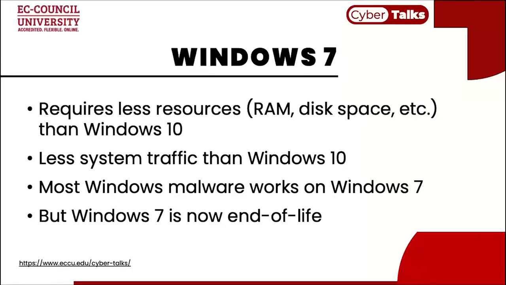Windows 7 does have some advantages. For example, it needs less resources than Windows 10. It needs less RAM, disk space, what have you. That's an argument in its favor. And there is definitely less system traffic than Windows 10. I've heard Windows 10 referred to as spyware, for example, because of so much of the traffic that gets sent over the network from a Windows 10 host.